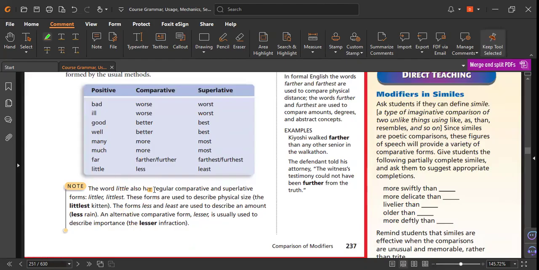See, the word "little" also has a regular comparative and superlative, like "littler" and "littlest". Yes, but if we're talking about physical size, like the littlest kitten, so I'm talking about the size of it. If you use "less" and "least" to describe the amount, less rain, talking about the amount of rain. So it must be, you see.